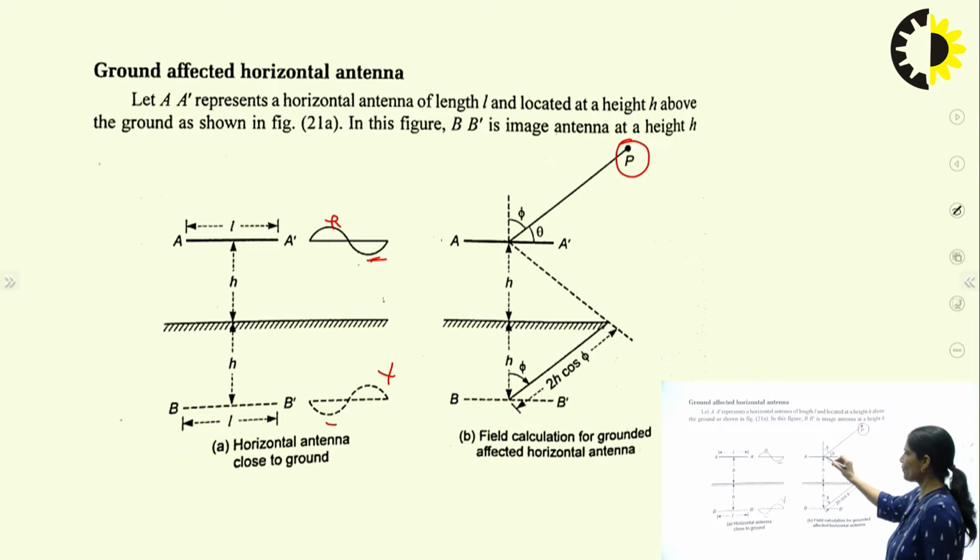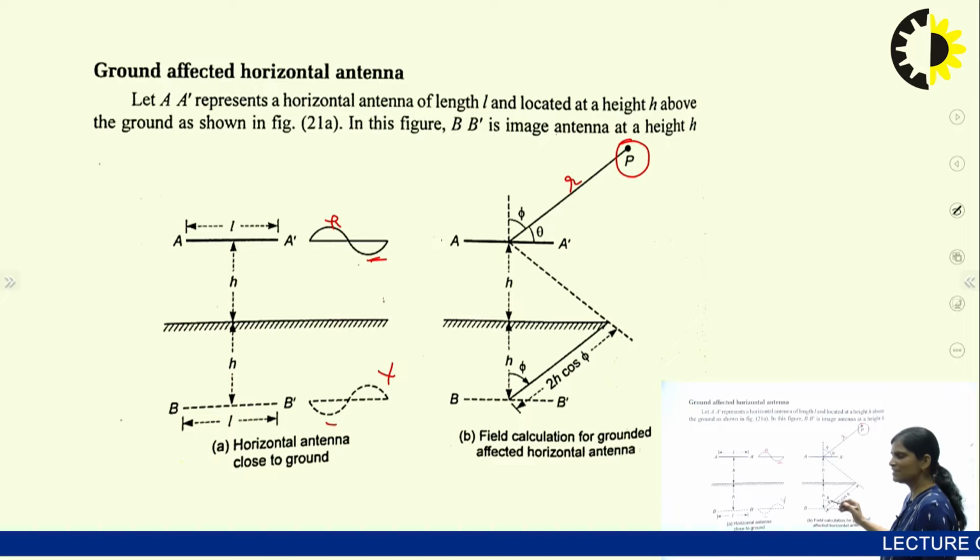So this is the center of the horizontal antenna. This is point P, and you can consider this distance as R. Now the angle from point P to the horizontal axis is represented by theta. If you are considering the vertical case, the angle from this point to the vertical axis is represented by phi, and this is the height of the antenna.